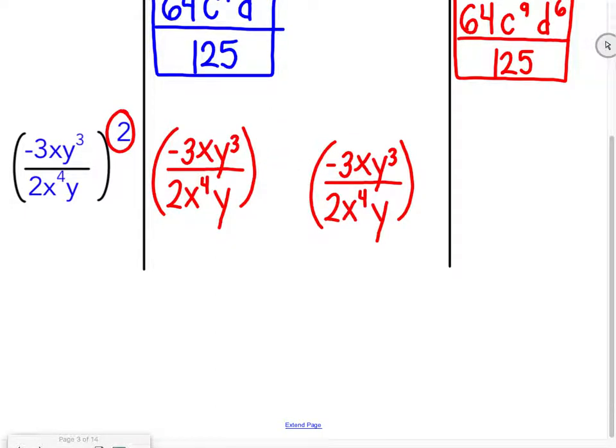Okay. So then I'm going to do -3 times -3, which is 9. I have 1, 2 x's on the top row. I have 3, 6 y's. On the bottom, 2 times 2 is 4. 4, 8 x's, and 1, 2 y's.